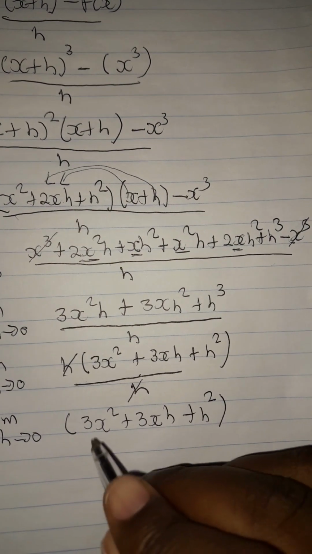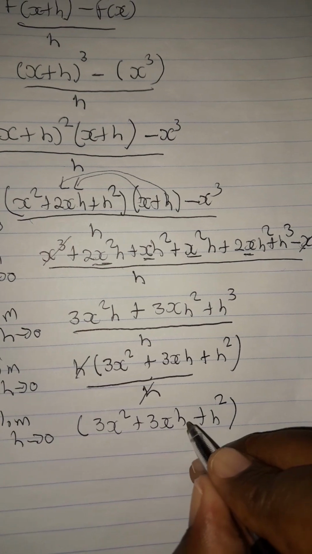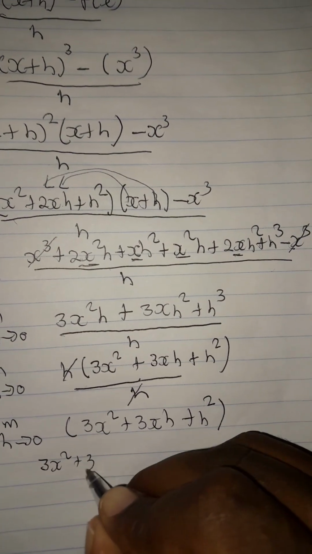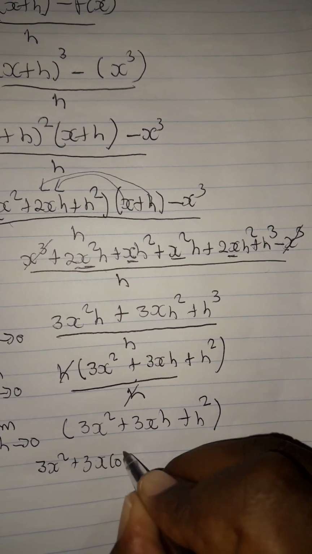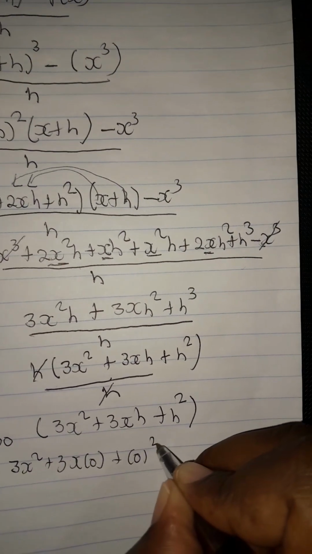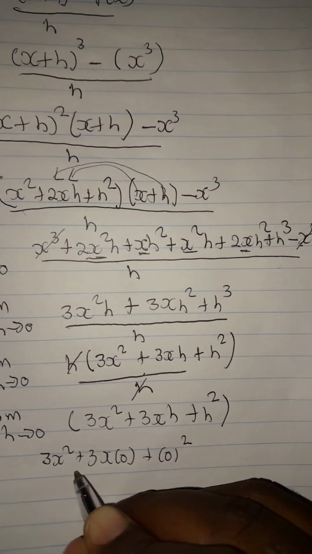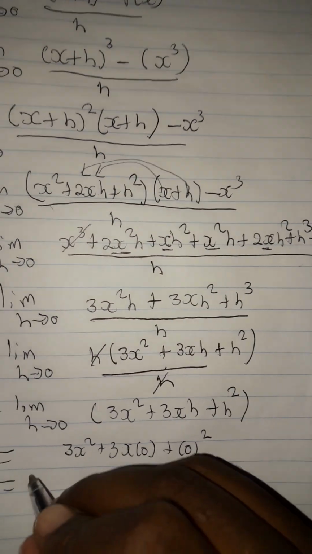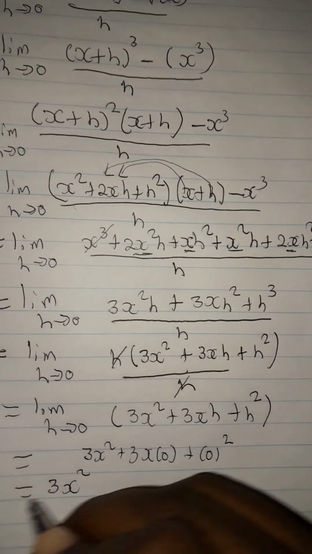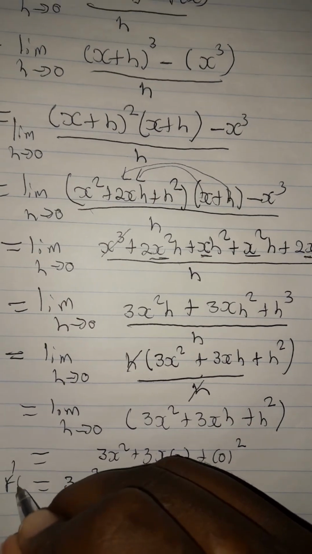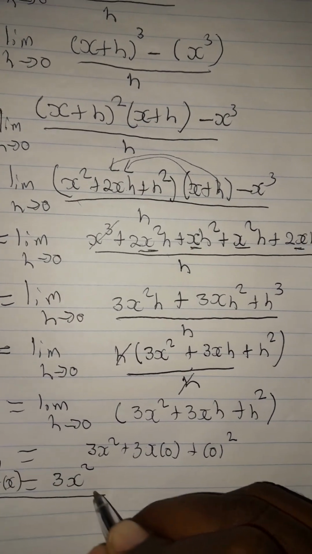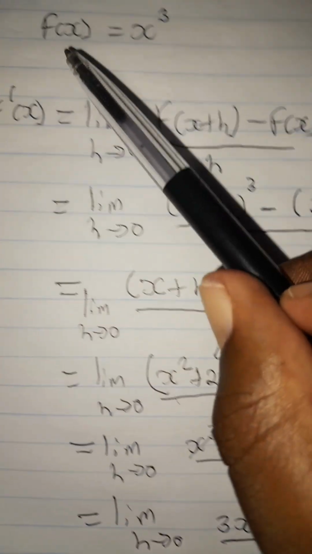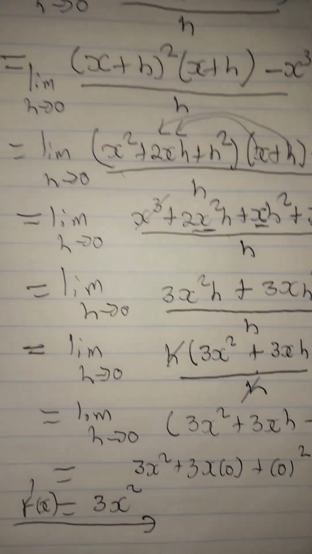We can now substitute 0 where there is h. So we could say 3x squared plus 3x, place 0 there, and place 0 there. So 3x times 0 is 0. 0 squared is 0. 0 plus 0 is 0. Then we're left with 3x squared as our last solution. So this is the derivative from first principles. The derivative from first principles of x cubed, guys, is 3x squared.